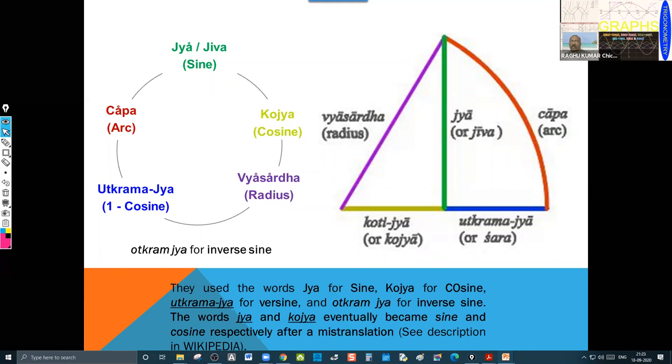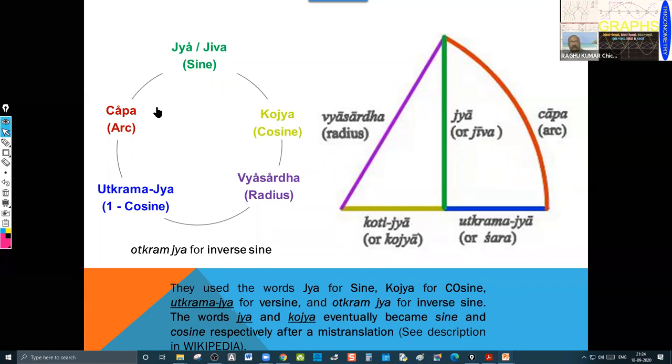So the foundation is laid from India only, and this ja, what we call, is nothing but sine nowadays, and this is koti ja, nothing but the cosine, and this is vyasartha, means radius. You must be knowing that. This utkram ja is not at all used nowadays. It is 1 minus cos. So it is 1 minus cos.